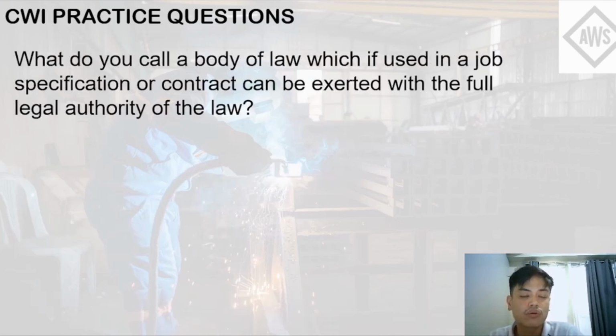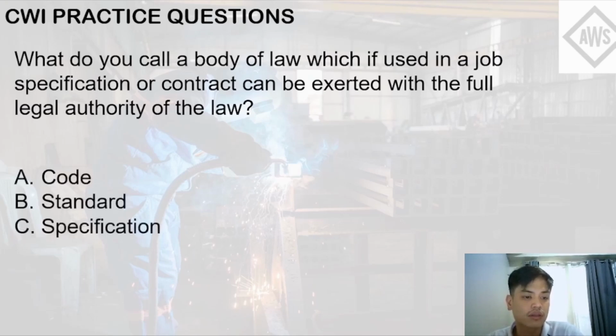By the way, you can pause the video at any time if you need to think of the answers prior to me explaining the rationale of each of the choices. So you can do that. So what do you call a body of law which, if used in a job specification or contract, can be exerted with the full legal authority of the law? A, code. B, standard. C, specification. D, all of the above.